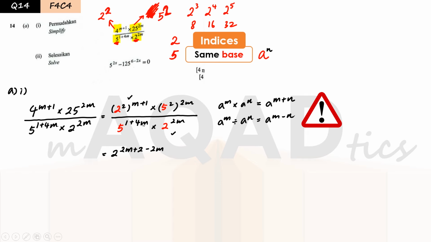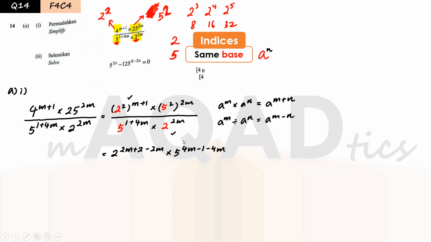Now let's focus on the other base value, which is 5. We're going to put a multiply here, and we're going to put a 5 here, and for the 2, I'm going to multiply with the power, so it's 4m. Again, here you can see there is one value which has base 5 and it's in the denominator, which means we are going to divide with this value, which means we are going to minus the power. So this 1 would be minus 1, and this 4m would be minus 4m.